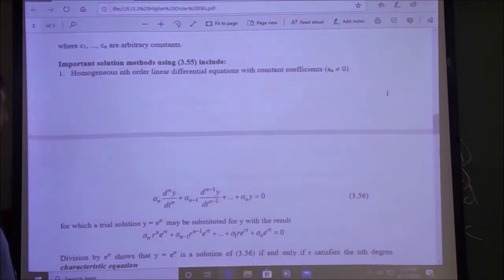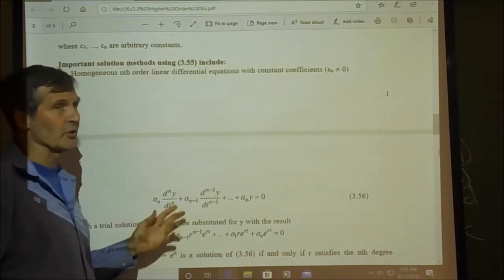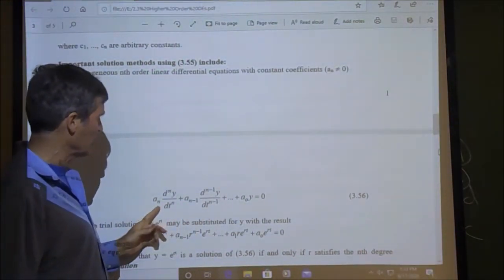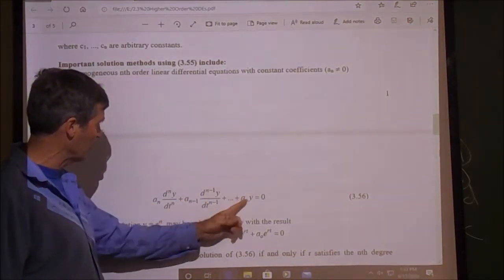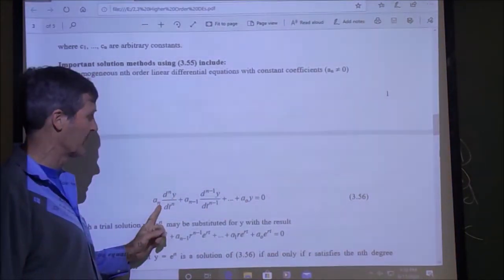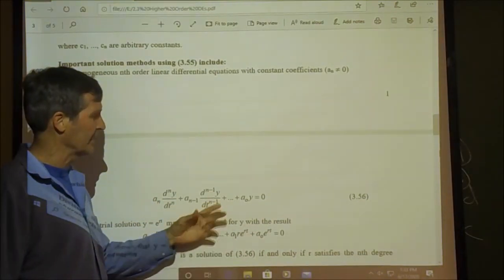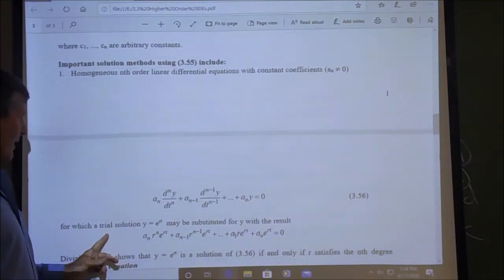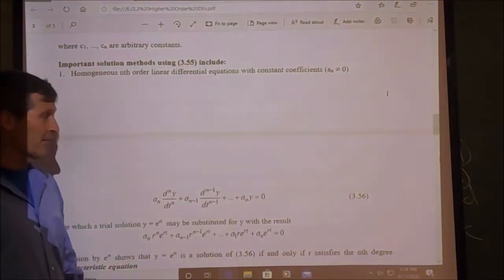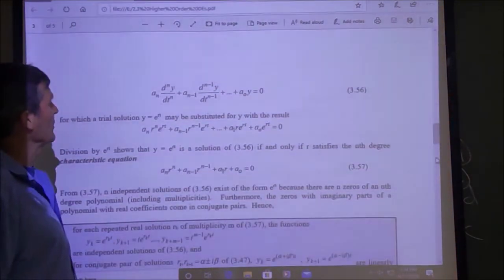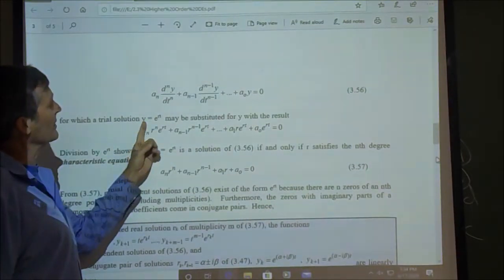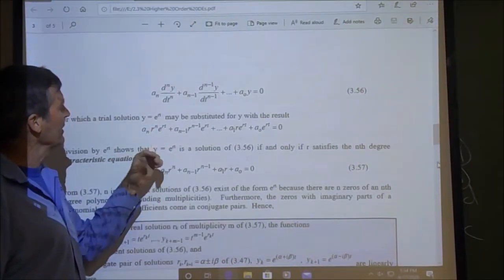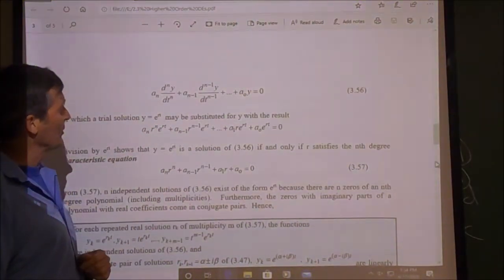Here's the most important case. This is the one we really want to look at because it's the one that comes up the most in practice. Suppose you have constant coefficients. A0 through An are actually just numbers, not functions of t in particular, but just plain old numbers. In this case, we can do the same thing we did with second order equations. We can say, let's try substituting in a trial solution y equals e to the rt, and maybe we'll come up with some of these as solutions.